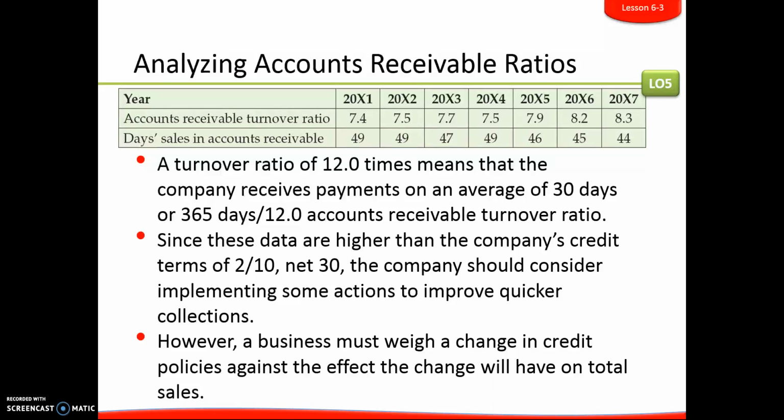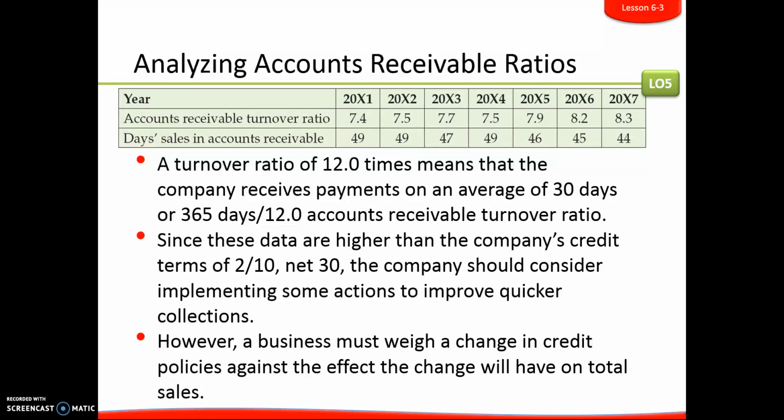So, as we've already said, if you were to do the calculation here, because you can if you had the information, a turnover ratio of 12 times means that the company receives payments on average every 30 days. Or if you take 365 divided by 12, that's what that accounts receivable turnover ratio is. Since the data that's given is usually higher than a company's credit terms of 2/10, n/30, the company should probably consider implementing some actions to improve quicker collections. Because you can see, even though it's 44 and it's gotten better, it could still be better because we would like to be able to turn that over on average in 30 days.